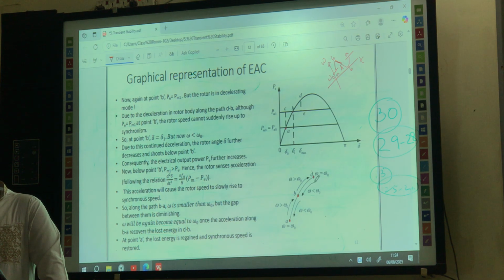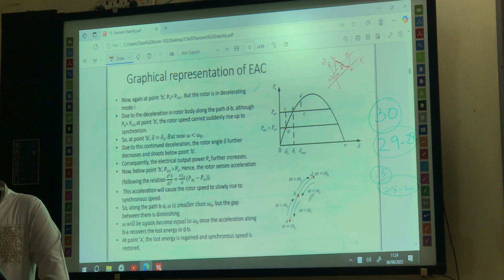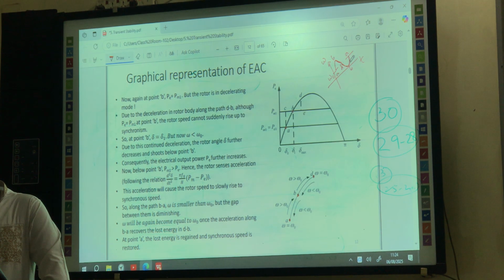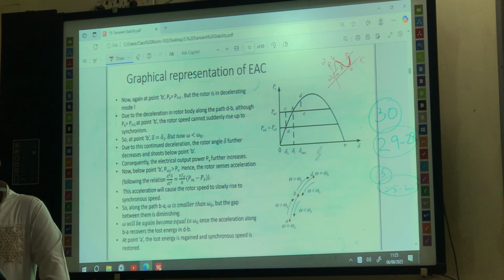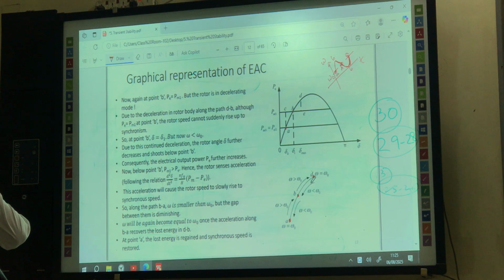Then the journey was in the backward direction. From D to B, the omega is less than omega naught, and from B to A, the omega is increasing. That means the rotor is accelerating, but still in this region the omega is less than omega naught. Obviously at point A and at point D, our omega is equal to omega naught. Everyone understood this?